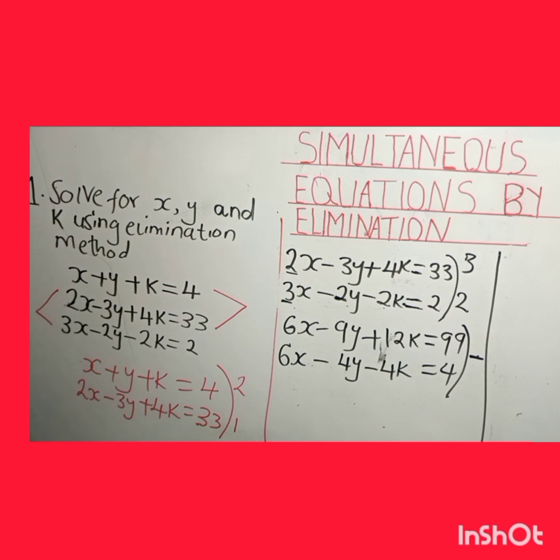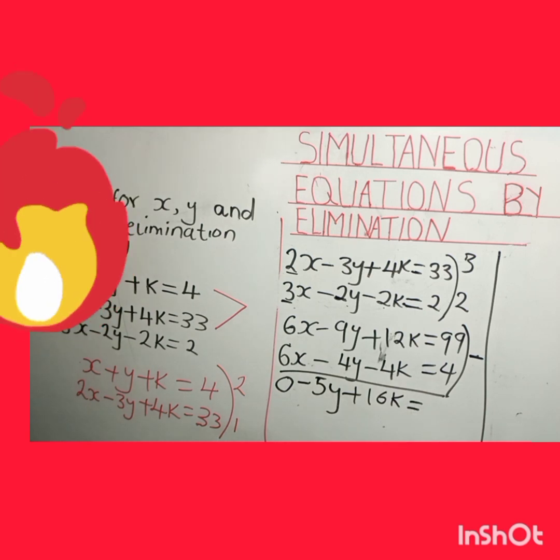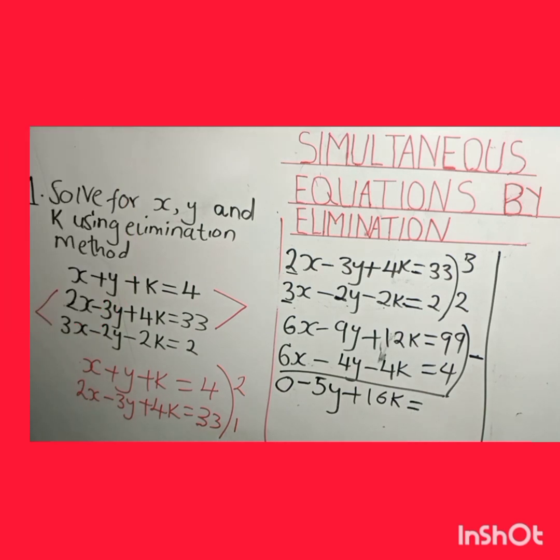Let us subtract them. 6x minus 6x becomes 0. Then negative 9y minus negative 4y gives me minus 5y. Then 12k minus negative 4k gives me plus 16k, is equal to 99 minus 4, that is 95. Let me have this one as equation 2.